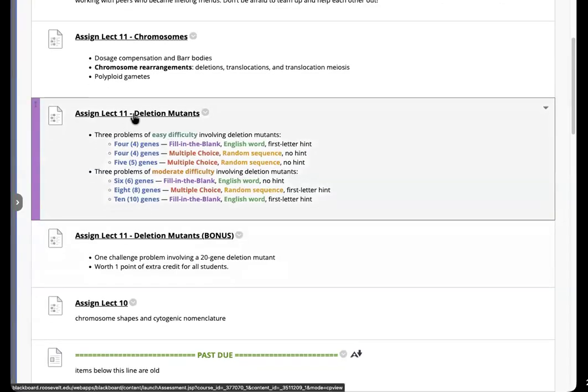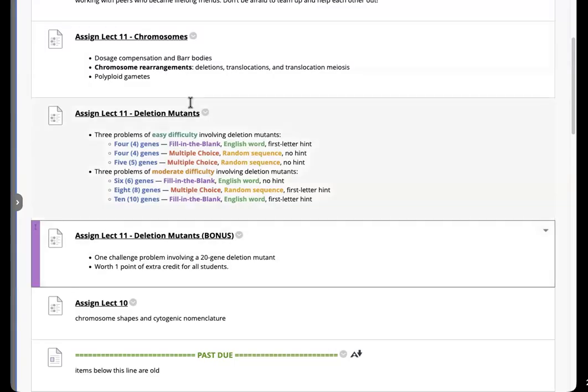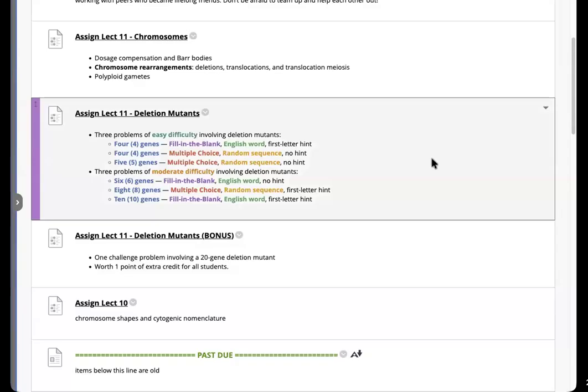Hello, everybody. So I'm just gonna go over our most recent assignment here on Deletion Mutants. I've broken it up into 6 problems: 4 fill in the blank, 4 multiple choice, 5 multiple choice, 6 fill in the blank, 8 multiple choice, 10 fill in the blank. Those that are fill in the blank are English words, otherwise they are random sequences. And as of right now, for the multiple choice ones, I always give you the first letter on accident.